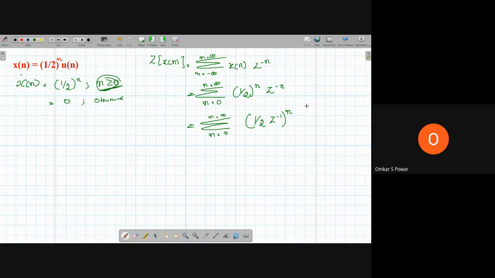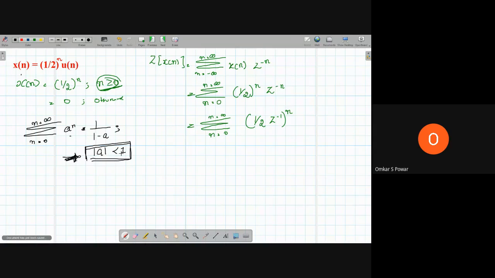But there is a catch in that formula which you have to observe properly. So I'll write that formula for you. Summation n varies from 0 to infinity a power of n is equal to 1 by 1 minus a, provided mod a is less than 1. This condition we have to use for plotting the ROC. This is a condition you have learnt in maths, and it is helpful while plotting the ROC.